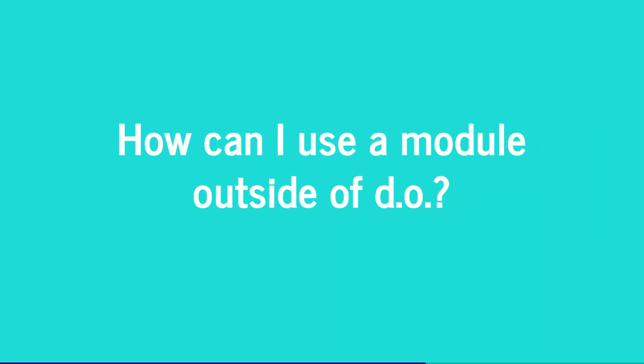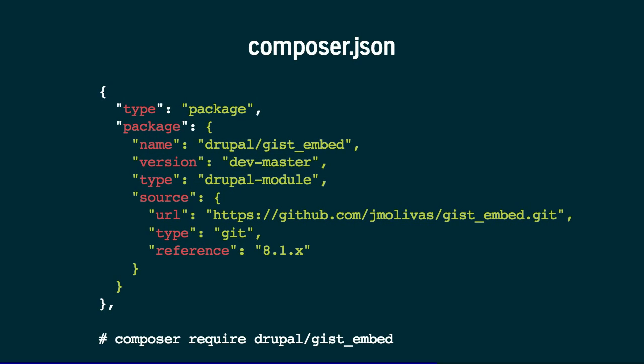And can I use a module outside of Drupal.org? Yes, you can. And you can do this by adding a new package in your composer.json file. So again, this is the same composer.json file we get in our local project. You can add this new package. You define it as package. You give it a name, you give it a version, you give it a type. And there is a source section where you set the URL of your repository.